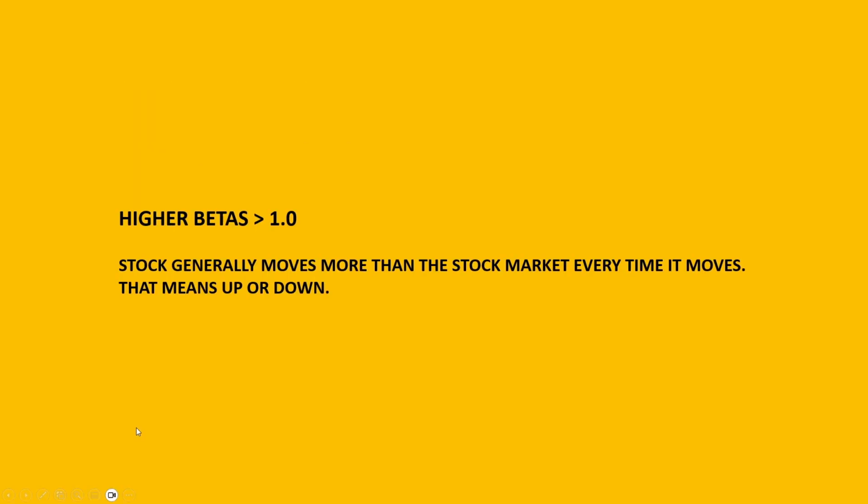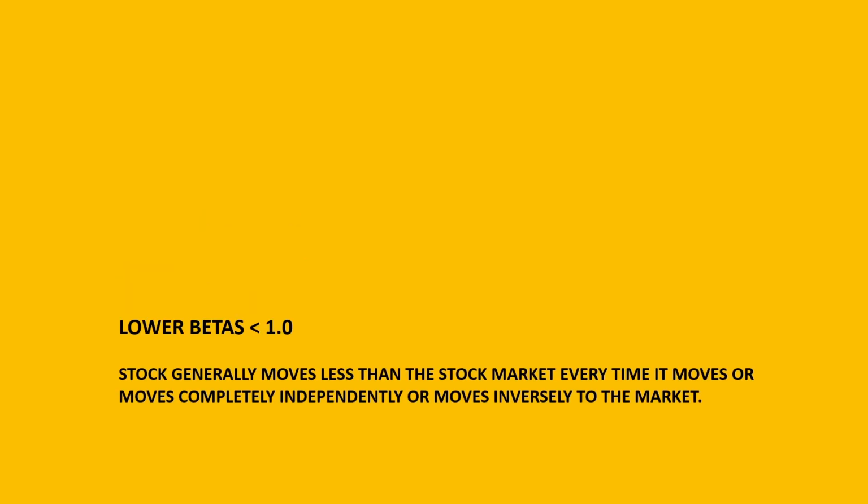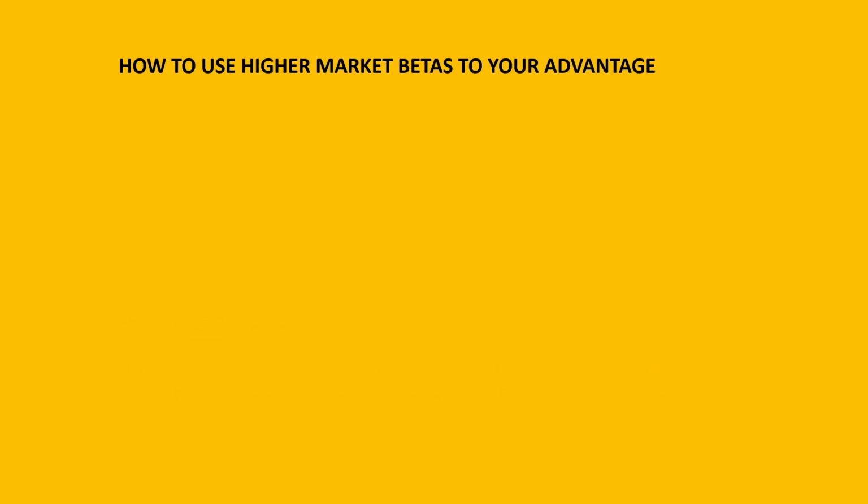Higher beta is greater than 1.0. That means the stock generally moves more than the stock market every time it moves. And that means whether it moves up or down, high beta stocks will move that much more. Lower beta stocks, less than 1.0. The stock generally moves less than the stock market every time it moves, or moves completely independently, or moves inversely to the market.